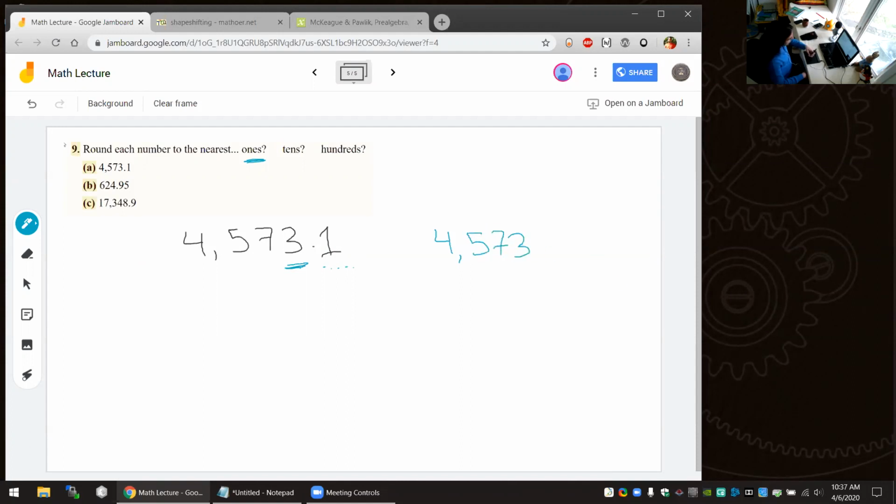And I can just zero out things. Should I write 0.0? It doesn't matter. In fact, it says to round to the nearest ones, so writing the 0.0 would be kind of strange, but I wouldn't mark it wrong.